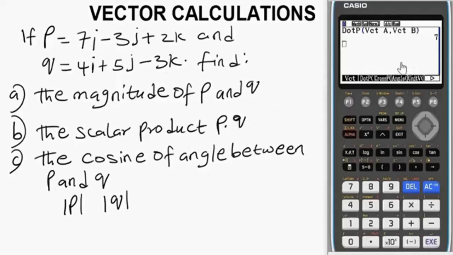7. So the scalar product or the dot product of vector P and Q, which is our A and B on this calculator, is what? 7. Okay, now if you are asked to find the cross product, for instance, all you have to do is, let's delete everything here, exit.